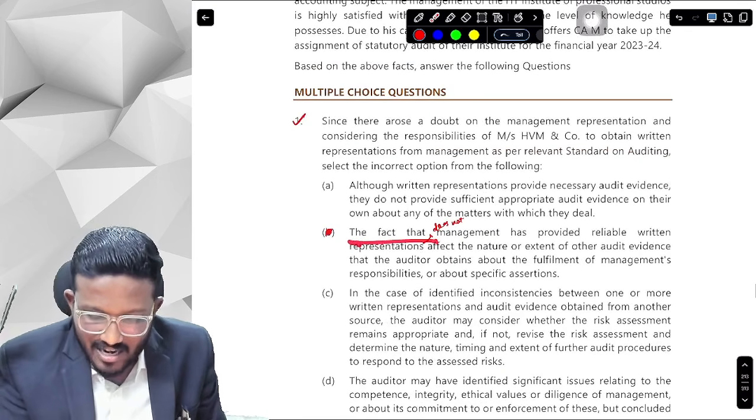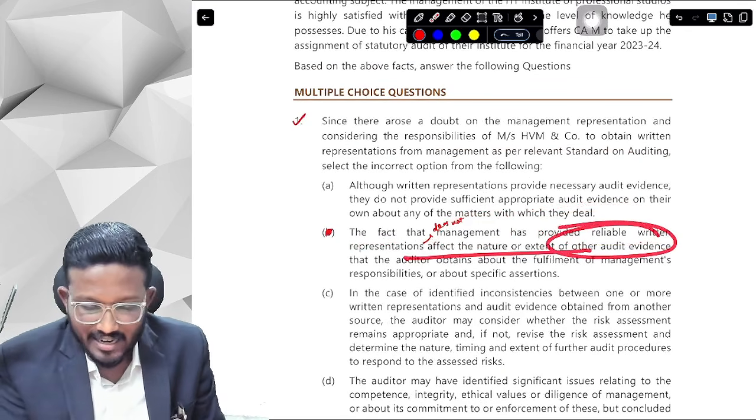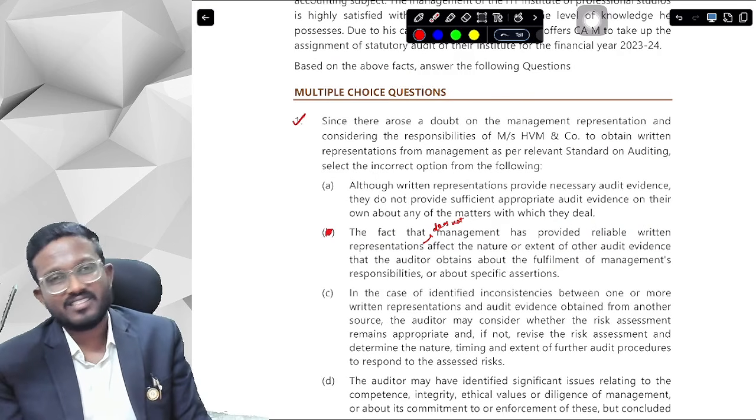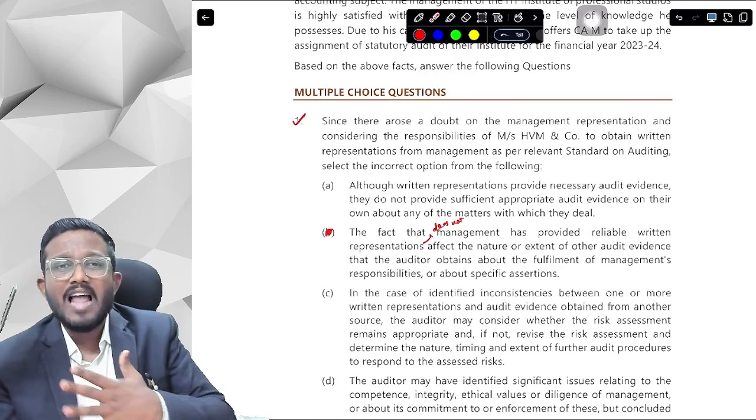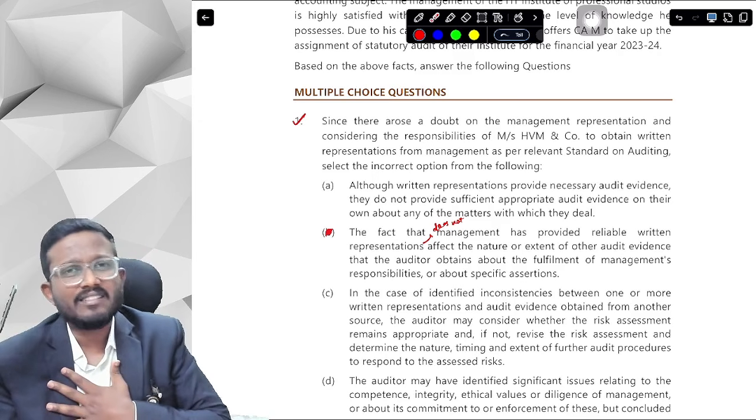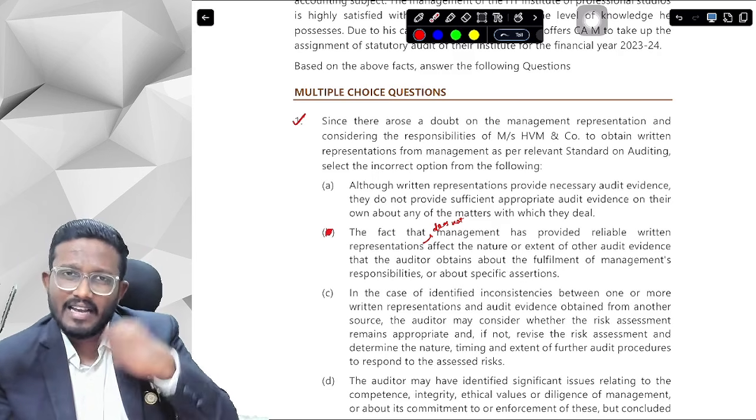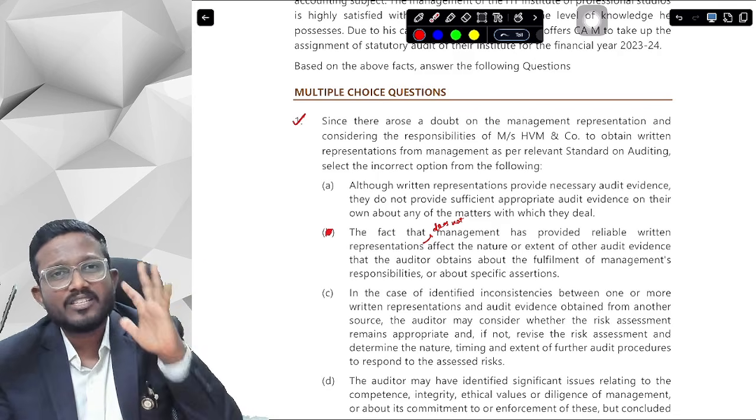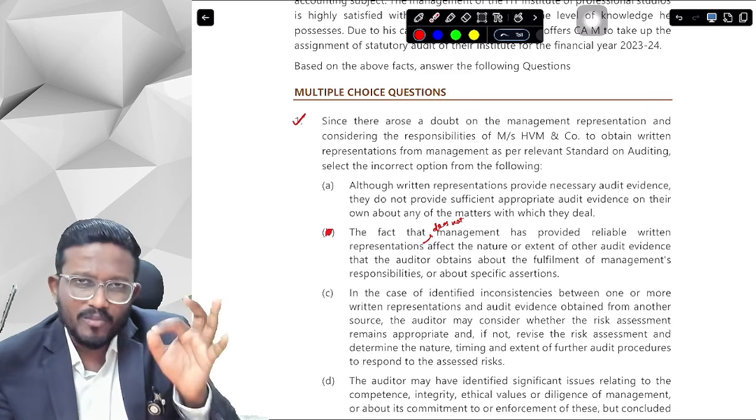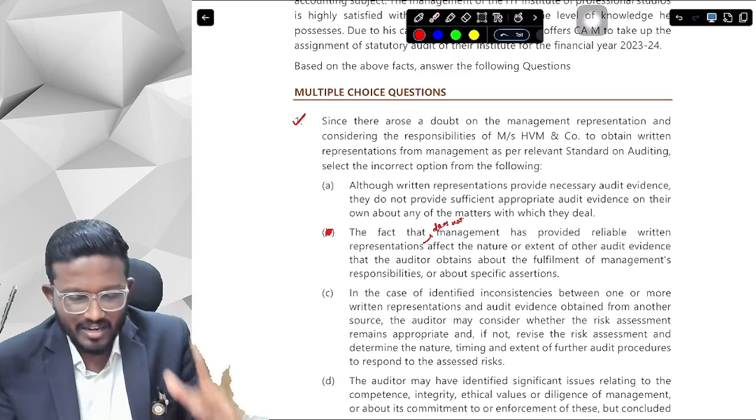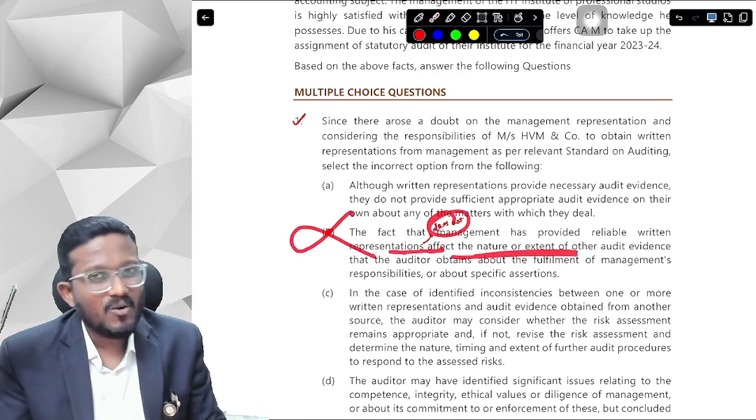The fact that management has provided written representation affects the nature and extent of audit evidence. Yeah, this is wrong, sir. Even if the management has provided a written representation, we will have to obtain all the audit evidence. We will have to perform all the audit procedures, the same as in the case where we have not received the written representation. Irrespective of whether written representation is received, we have to perform all the procedures and obtain all the evidence. So it does not affect the nature or extent. So this is wrong. Okay, yes sir.